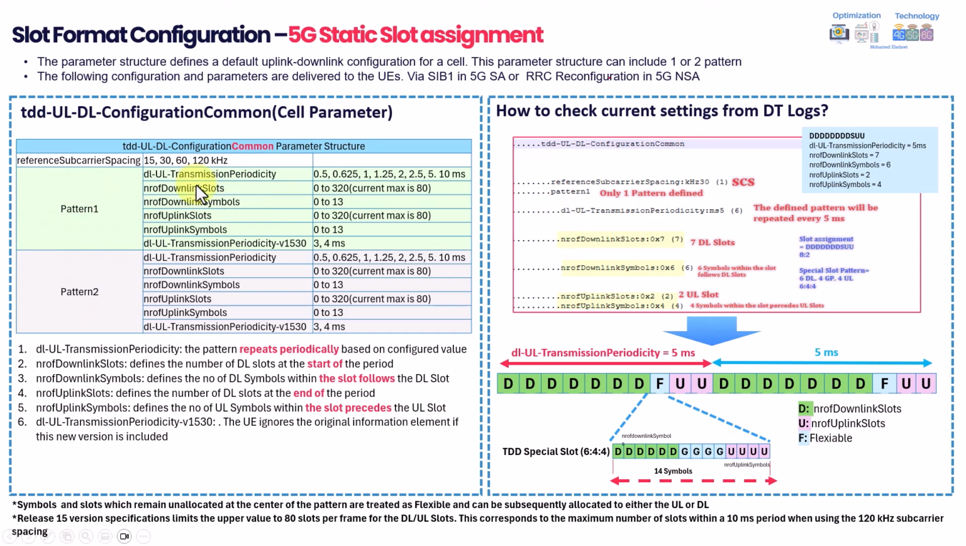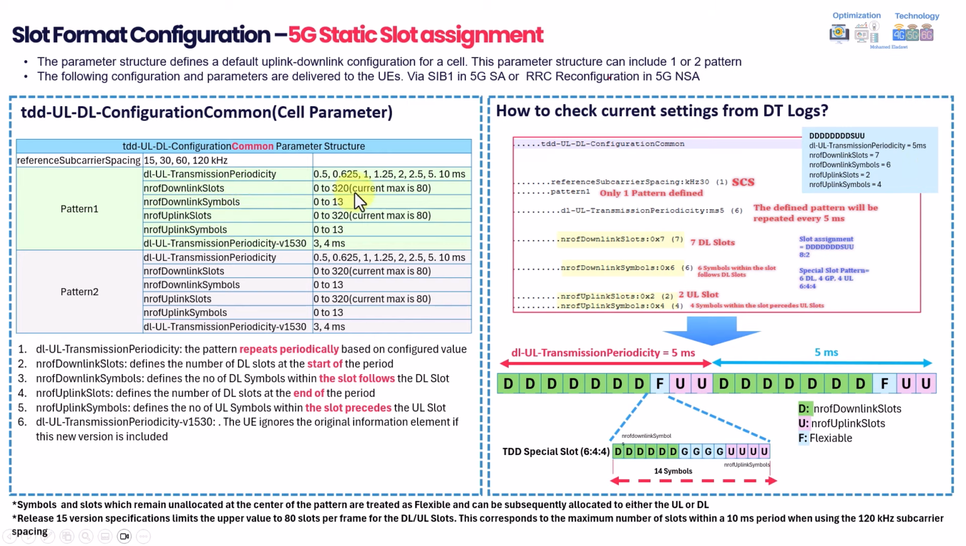What these parameters mean: the first one is called transmission periodicity. This one identifies what kind of period you're going to have for the configuration you are going to configure. Let's assume that you are configuring here, for example, 7 downlink slots.